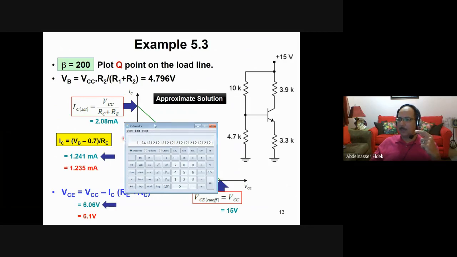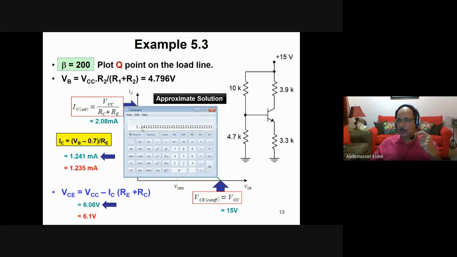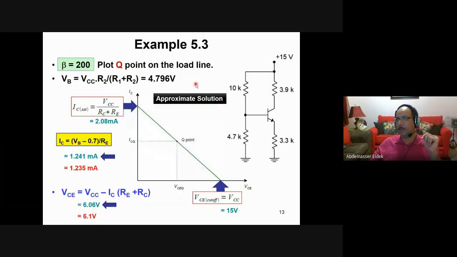And then you substitute in this equation to calculate the voltage. IC is 1.241. You multiply it by RE plus RC, which is 7.2 kilo ohm. You give it a negative sign, and you add VCC, which is 15 volt, equals 6.06 volt. Okay. You see the difference is not huge here. 6.06 and 6.1 volt. There's no big difference. I believe the next slide is to study the stability, and when we study the stability, we have to use the exact number.